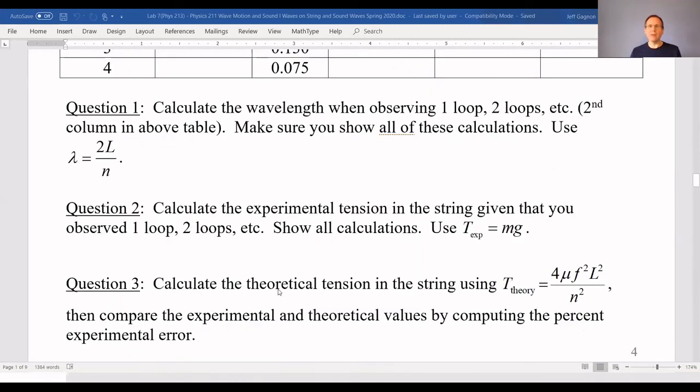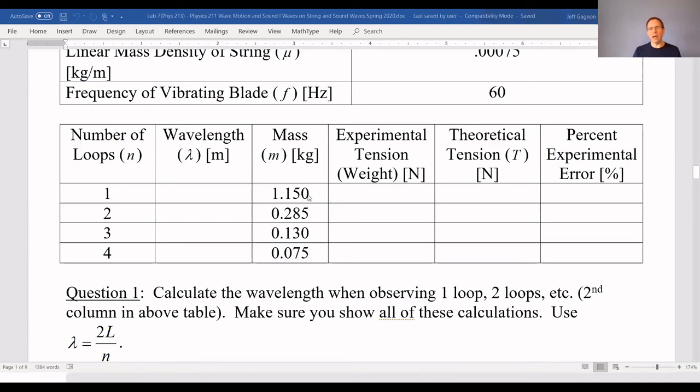Okay, next, you're asked to calculate the experimental tension in the string, given that you observed 1 loop, 2 loops, 3 loops, and so on. Well, remember, I figured out the mass that I had to hang from the string. If I want to figure out the tension in the string, the hanger is not accelerating up or down, right? So the net force in the y direction has to be 0. Therefore, the tension pulling up must equal the weight pulling down. The sum of the forces in y will give you 0. So the experimental tension is simply the weight. And how do I calculate the weight if I know the mass of that hanger? Well, it's just the mass times g. In this case, we're using SI units, so it'd be this mass times 9.8, and that will give you the experimental tension. And you can calculate that for each of those 4 conditions.